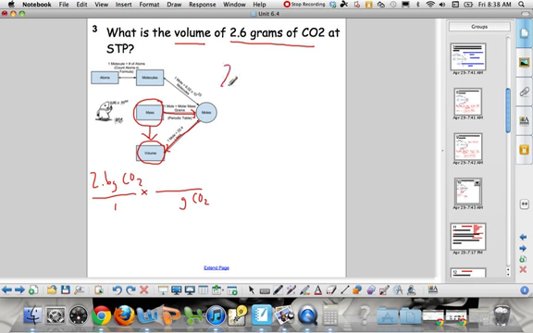This is a 2-step problem. You can't do it in one. You got to do it in 2 steps. So my first step is to take the mass and convert it to moles. Well, how do I do this?